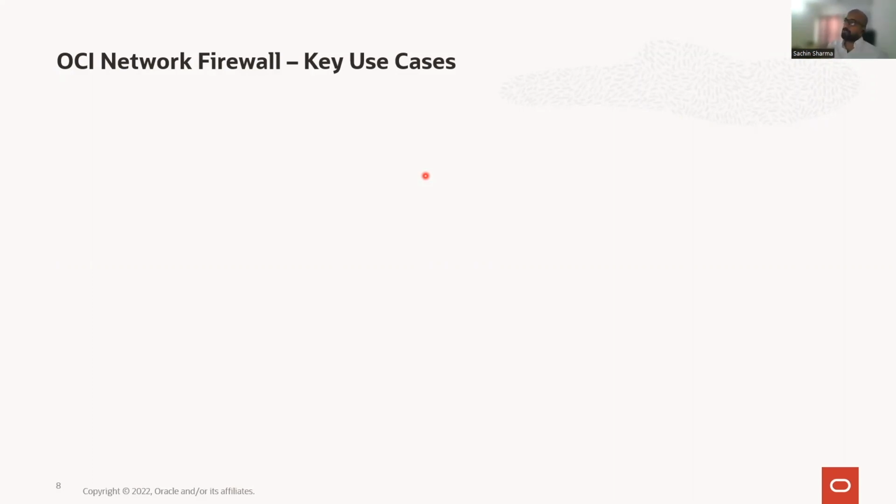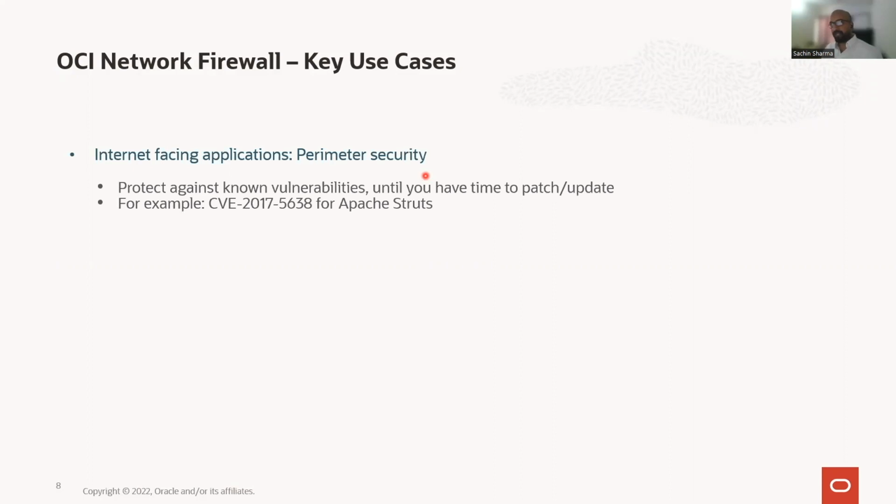So the first use case for this is for internet facing application, and that will be my first demo too. If an application is internet facing, you can create the network firewall onto that which will protect against known vulnerabilities until you have time to do a patch or update. And the best example is for CVE-2017-5638 for your Apache Struts.